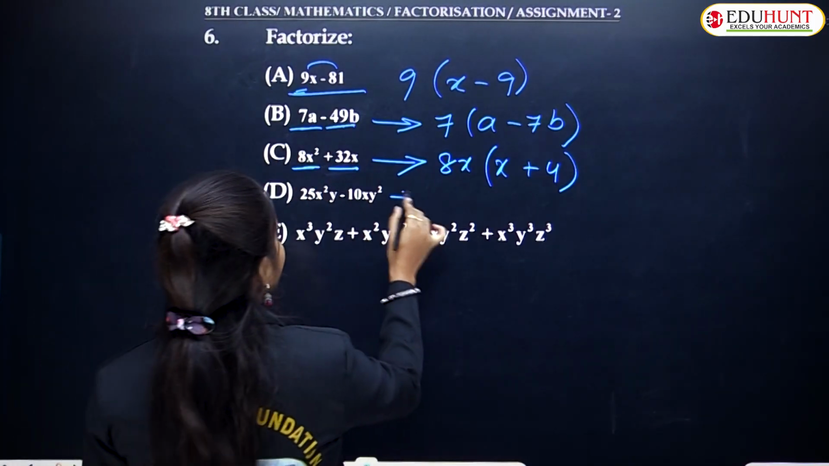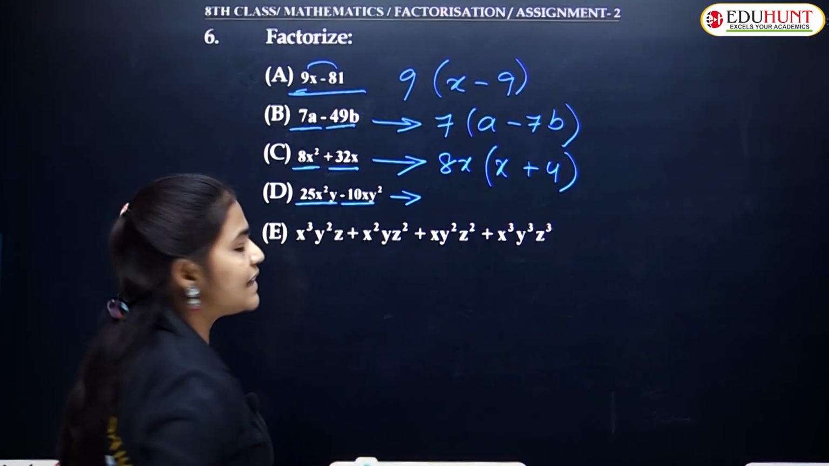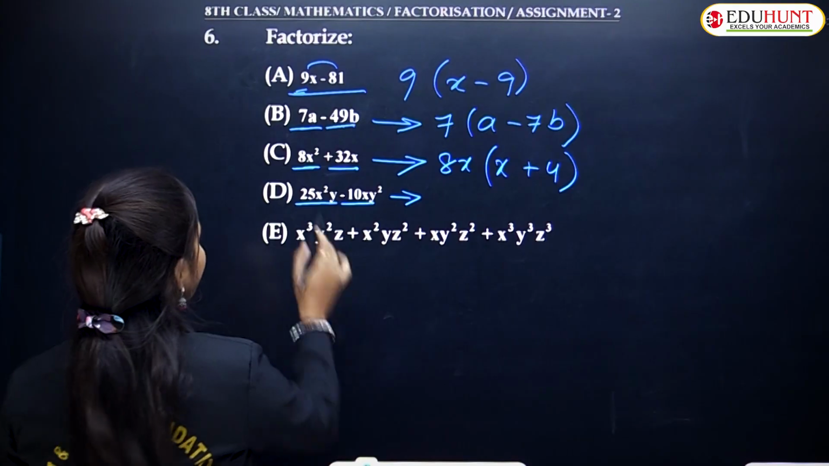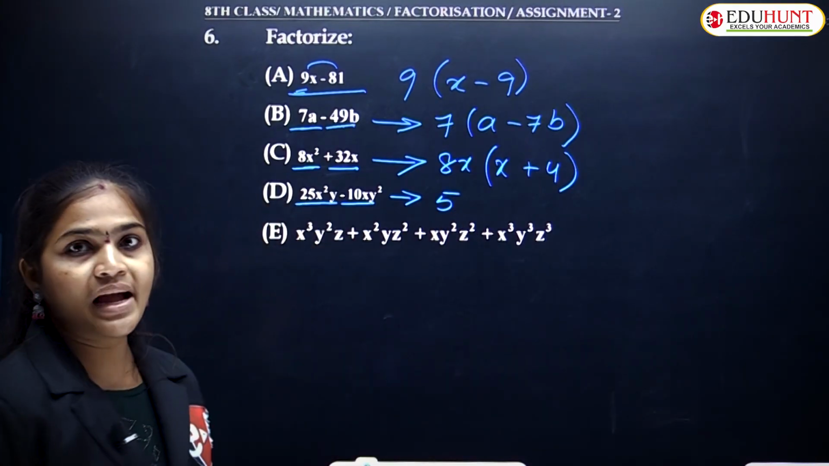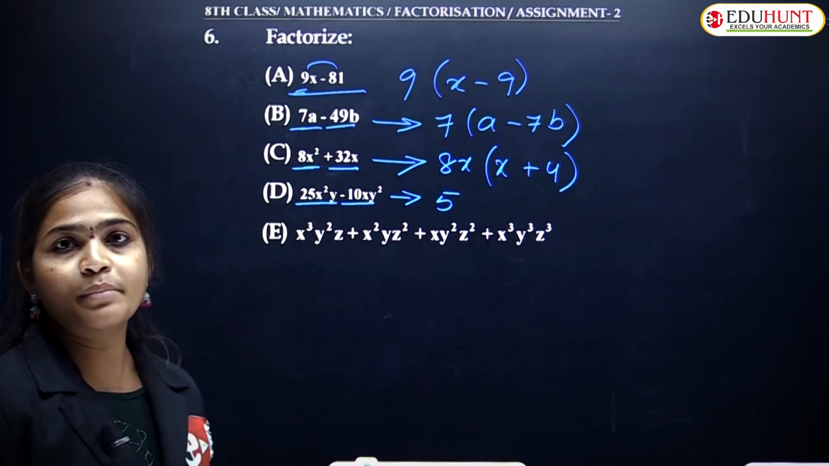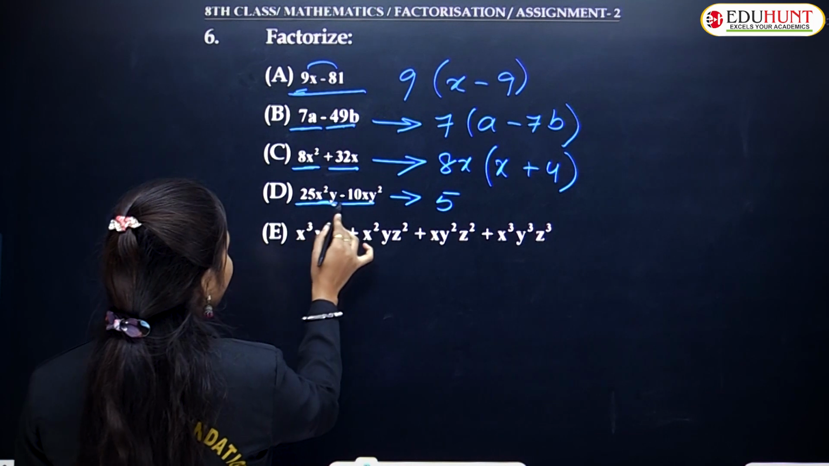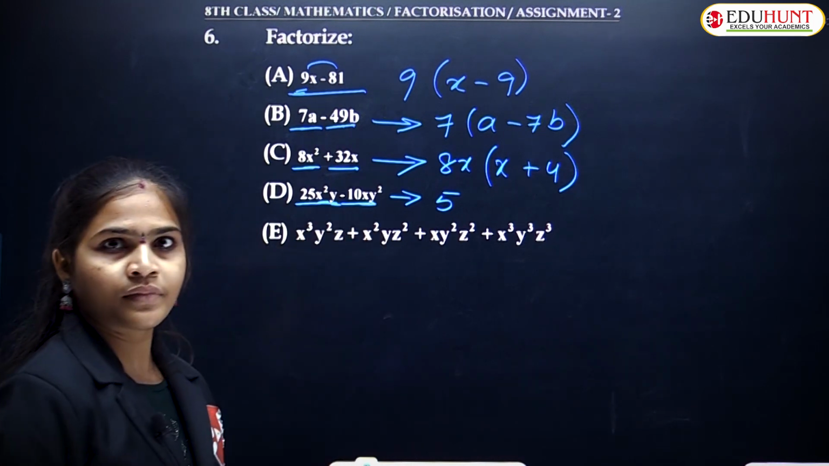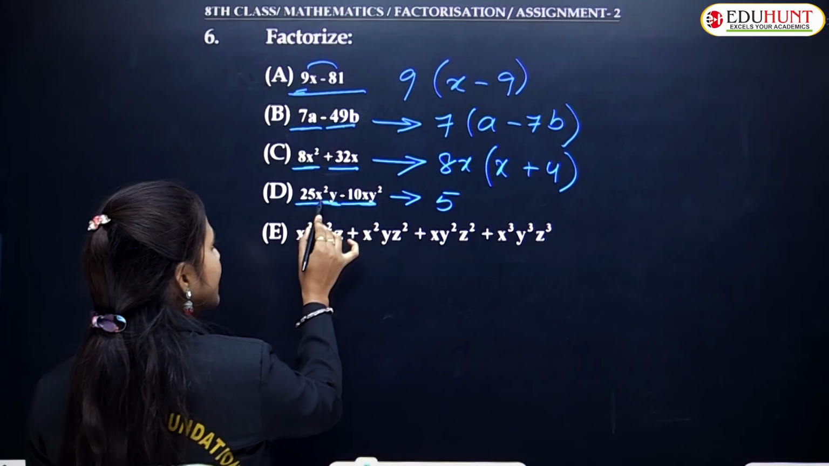Next, come to this one. Here also 25x square y minus 10x y square. Here 25 is there, here 10 is there, so we can take 5 as common. Why? Because 25 and 10 are multiples of 5. So take 5, and here x square y is there, here x y square is there.